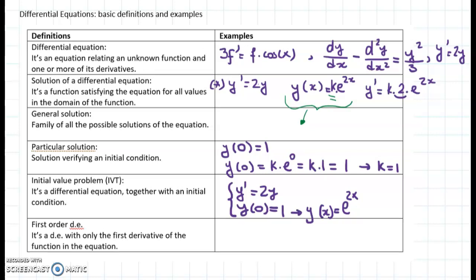The last definition we need is what is a first order differential equation. It's a differential equation with only the first derivative of the function involved. So the first example I gave is a first order differential equation. The second is not, because we have a second derivative. And the third is also a first order differential equation. And we are going to see in the next few videos how we can solve at least some types of first order differential equations.